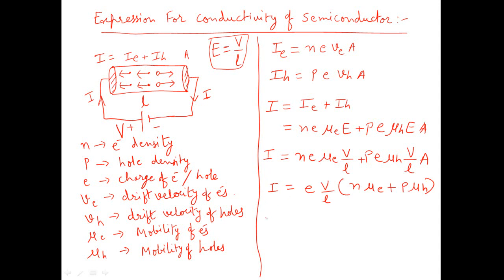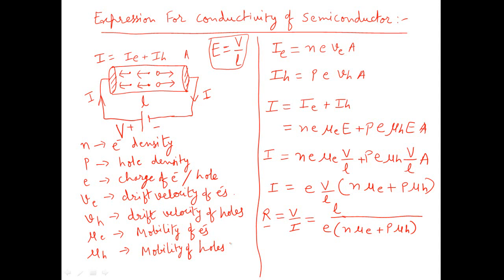Now if I write this equation in terms of resistance, so resistance R is equal to V by I according to Ohm's law, and therefore resistance R is equal to V by I, which is equal to L upon e into n mu E plus p mu H. So this is the equation in terms of resistance.